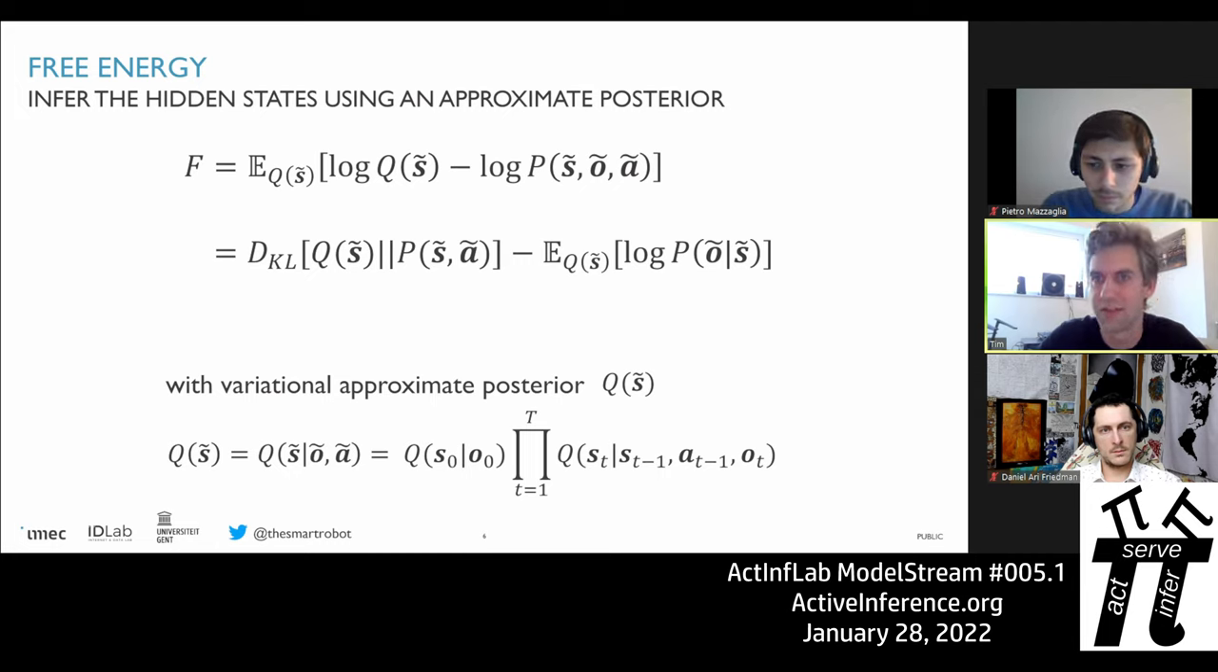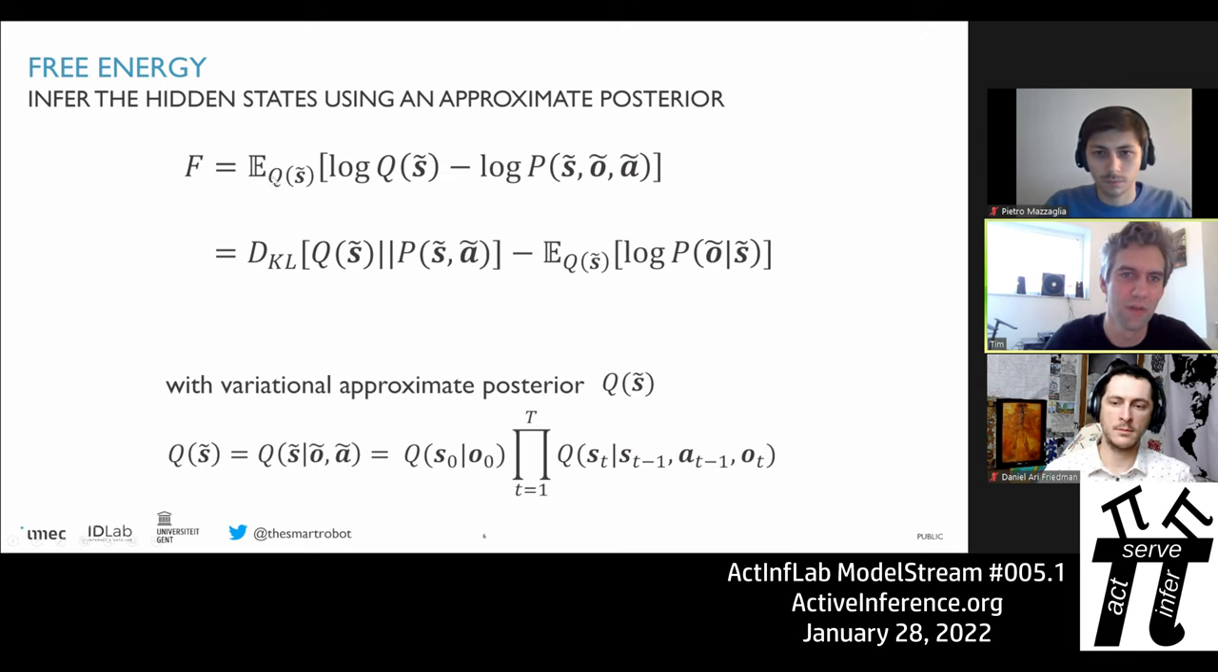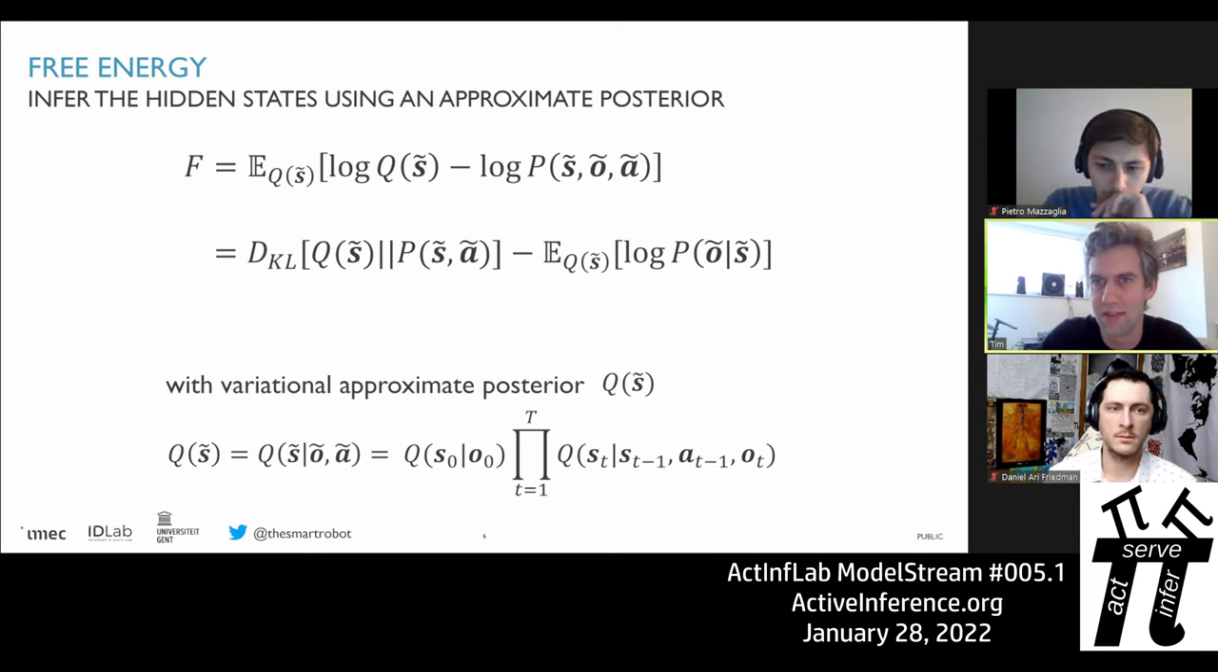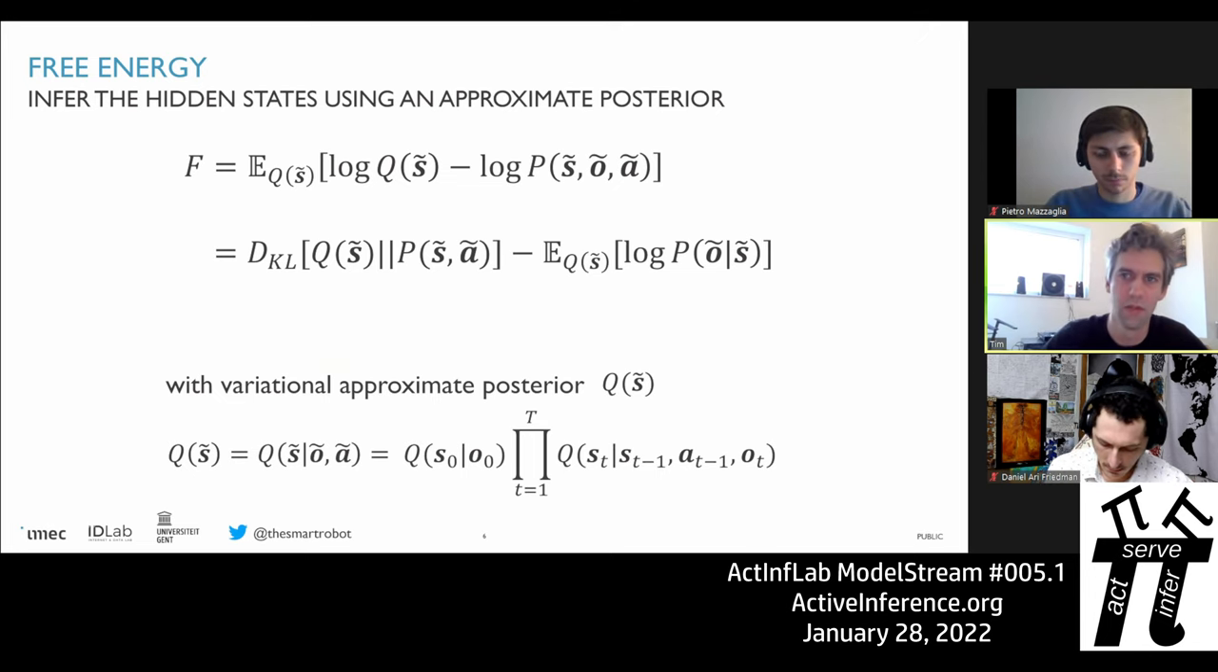The free energy principle generally states, okay, if that's what you want, then this is easy. You just optimize the free energy, which is the F here. It's basically the expectation over states generated by your approximate posterior, of the difference between the log likelihoods of your approximate posterior and the log likelihoods of the generative model. If you can minimize that, that means you will have the best explanation for the observations you see, but at the same time, you also have the best approximate posterior for the true one.